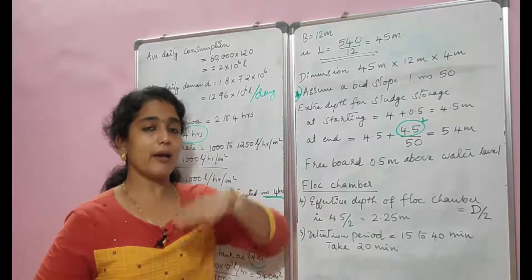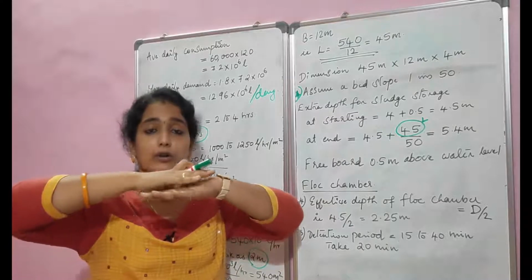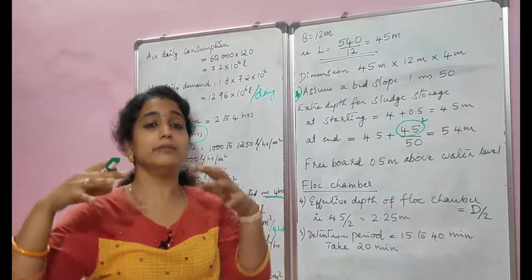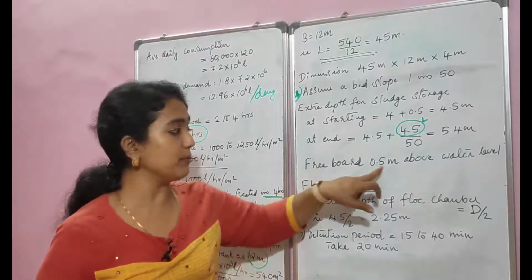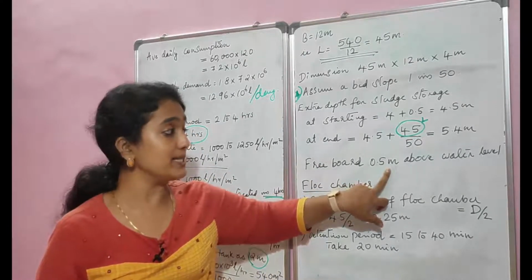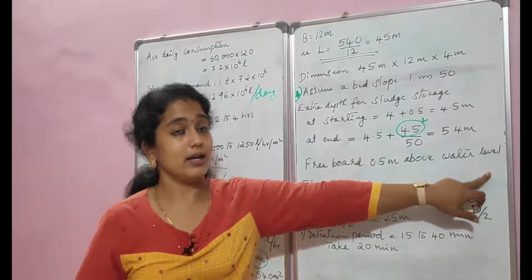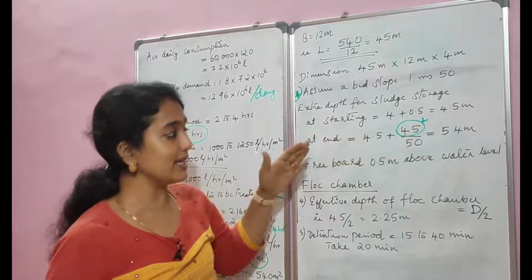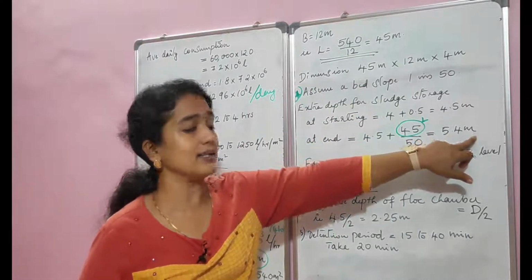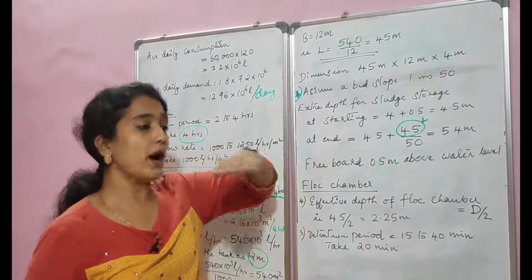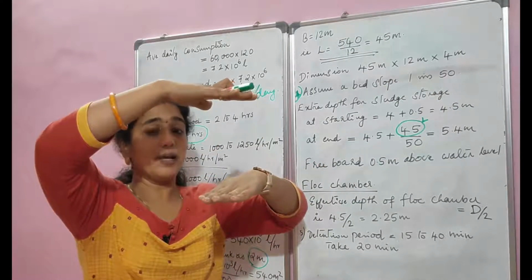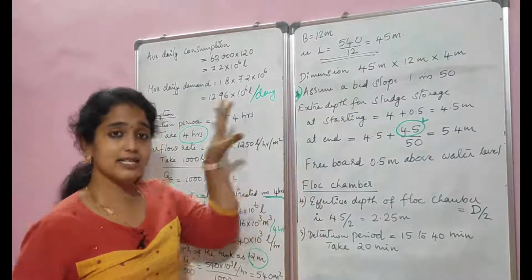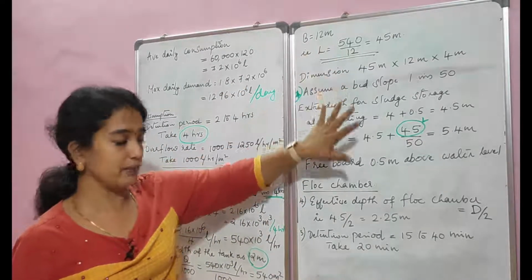What is a freeboard? Above the water level, in order to avoid overflowing and excess water mixing, we have to provide a freeboard of 0.5 meter above the water level. Here the depth is 4.5 meter at the starting and 5.4 meter at the end, and above the water level we have to provide a freeboard of 0.5 meter. Then this is the design for a sedimentation chamber.